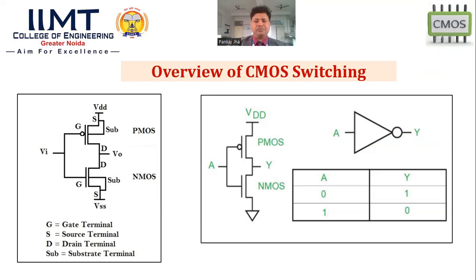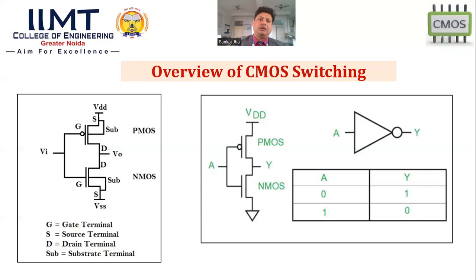Similarly, when we provide high input, in that case PMOS will be in cutoff mode and VDD will not appear across Y, and NMOS will be in saturation mode and it will be connected to ground. So with the help of the truth table, we can understand this combination of PMOS and NMOS circuit is acting as an inverter. That is, when we give zero input, we get high output 1, and when we give high input, we get output 0.